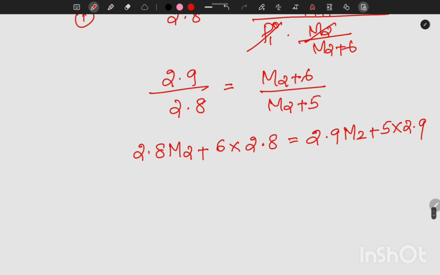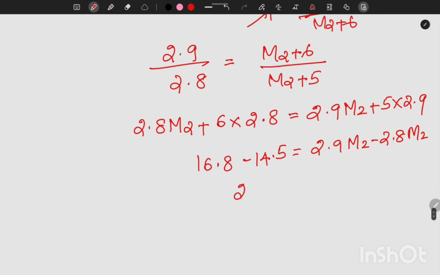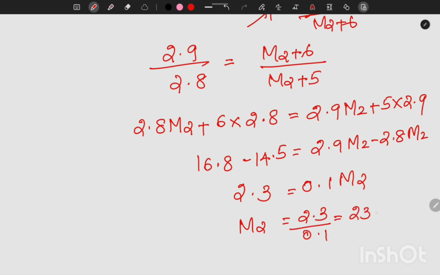Now 6 into 2.8 will be 16.8. Then 5 into 2.9 will be 14.5. So 14.5, let us bring to the left hand side. 2.9 M2 minus 2.8 M2. So we will get 2.3 is equal to 0.1 M2. So M2 is equal to 2.3 by 0.1, that is equal to 23 gram per mole. Now we got the molar mass of solute.